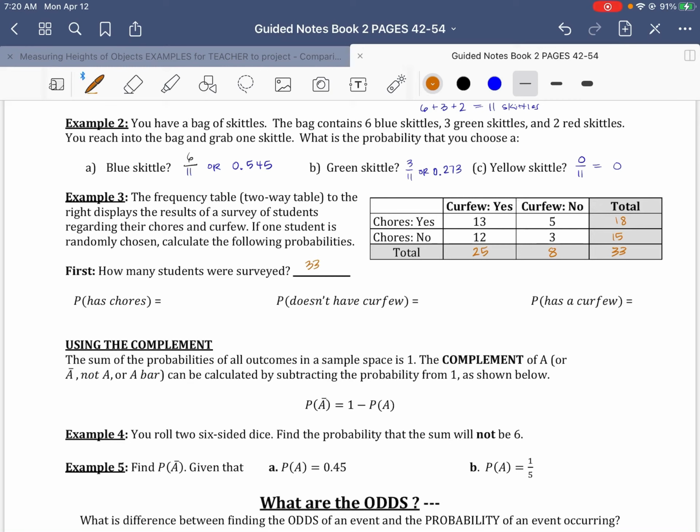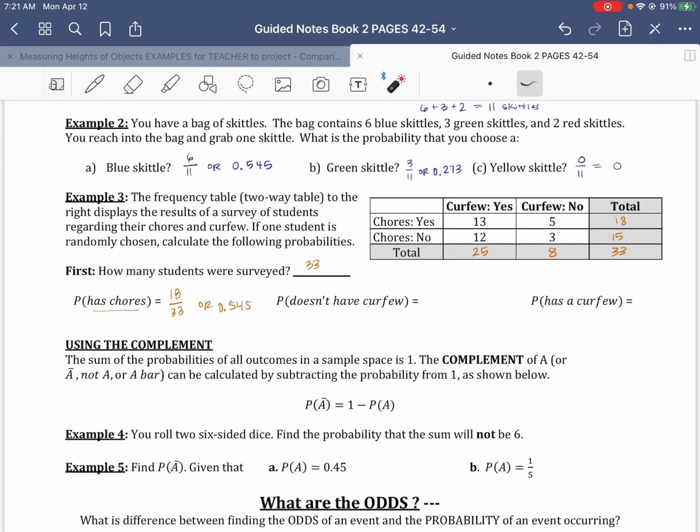What's the probability that if a student is chosen, they have to do chores? So we look at our two-way table and we go to where it says chores, and they do have to do chores. If you look at this row right here, it looks like 18 total have to do chores out of the 33. So we would write 18 out of the 33 have to do chores. And again, you can leave that as a fraction, or we could write it as a decimal, which would be 0.545.